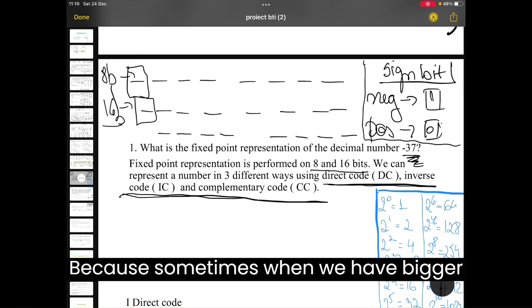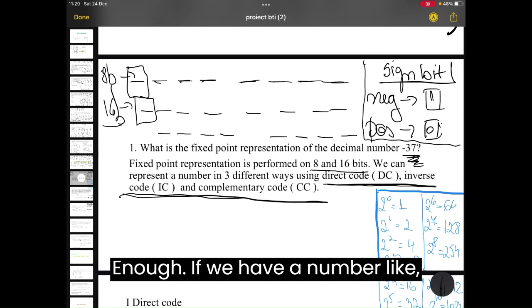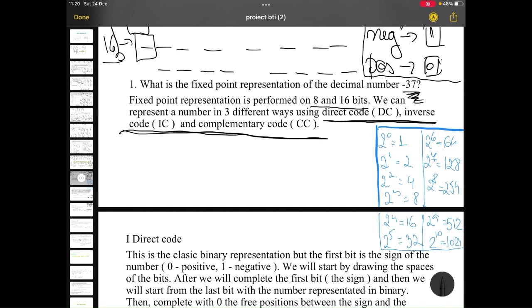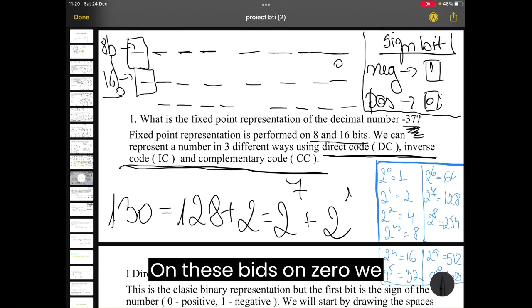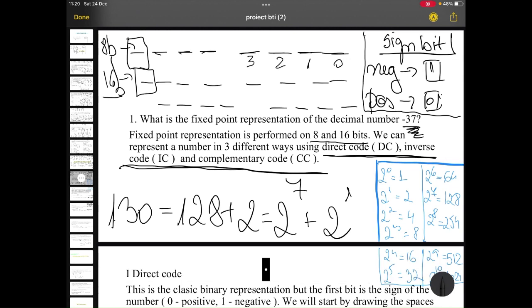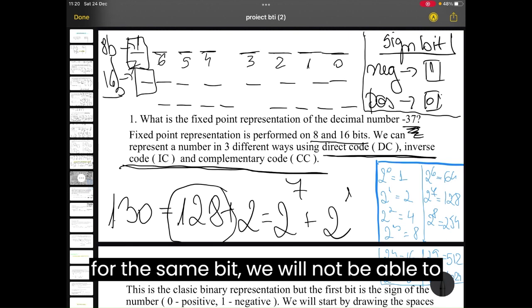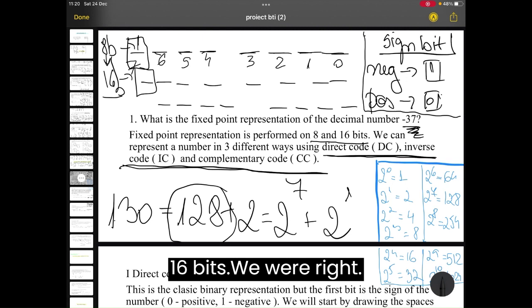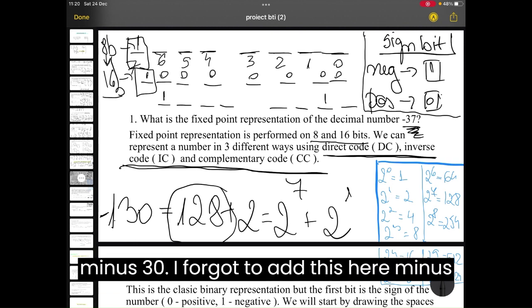Because sometimes when we have bigger numbers, 7 powers of 2 will not be enough. If we have a number like, I don't know, 130, we must write it as 128 plus 2, which is 2 to the power of 7 plus 2 to the power of 1 on these bits, on 0. We number these bits from right to left, 0, 1, 2, 3, 4, 5, 6, 7, and we will need to write this one on the 7th place, but because the 7th place is reserved for the sign bit, we will not be able to do so. So we must transfer this to 16 bits. We will write 1 in the 7th place here, and then we will populate this with zeros until the sign bit, which will be 1 because it's minus 130. I forgot to add this here, minus 130.